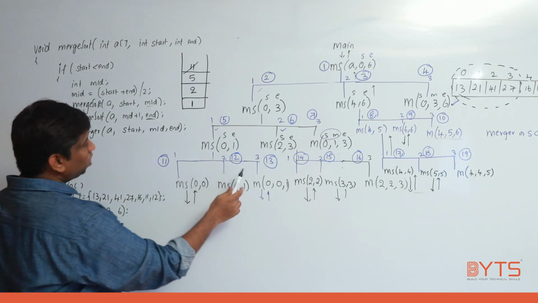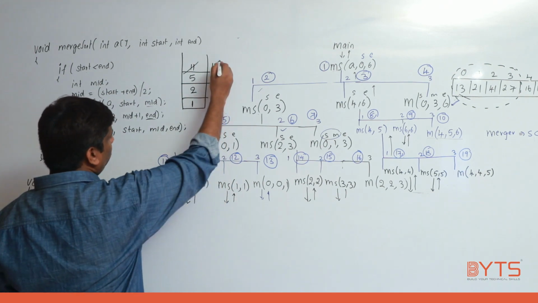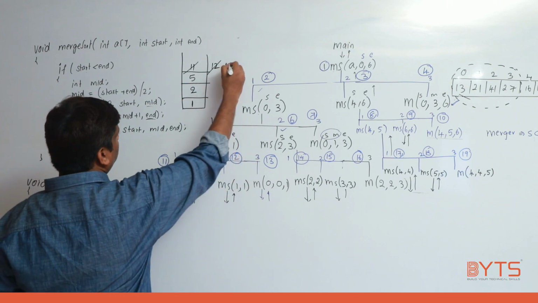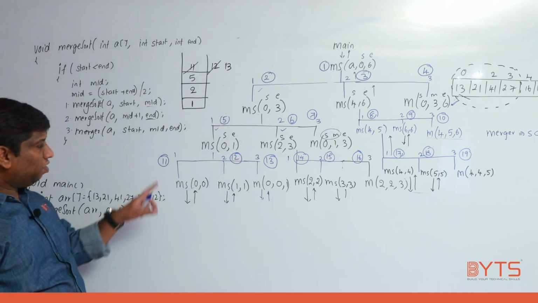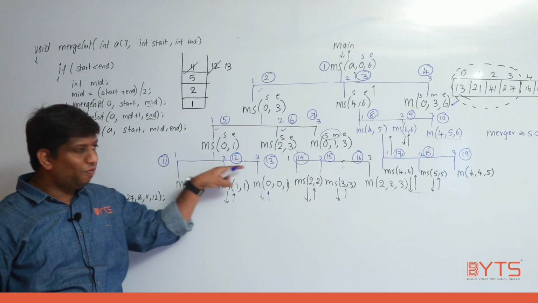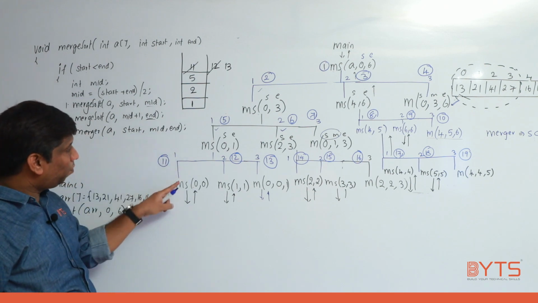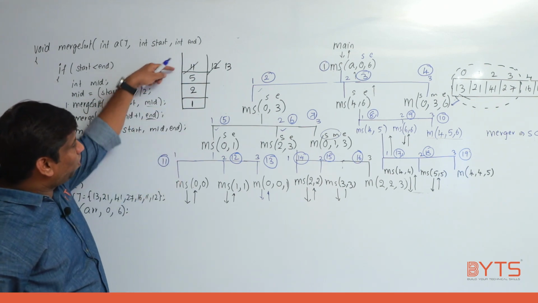After 11 is completed, next is which function? 12. So 12 is also completed. If 12 is also completed, next which function? 13. Have you noticed 11, 12, 13 are in the same level? So they are also reusing the stack. Understand? Once 11 is completed, I went to 5.